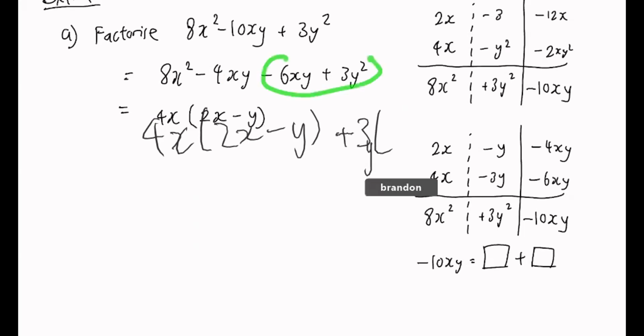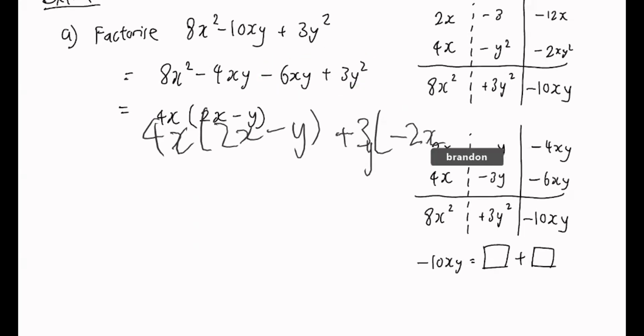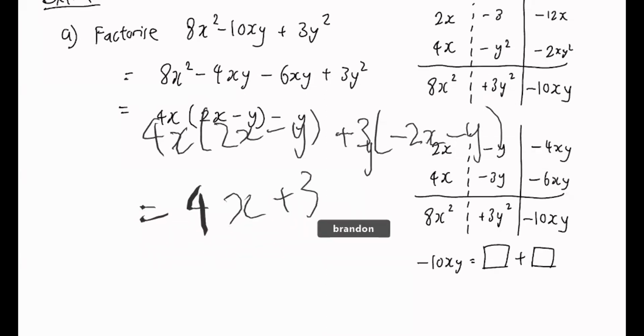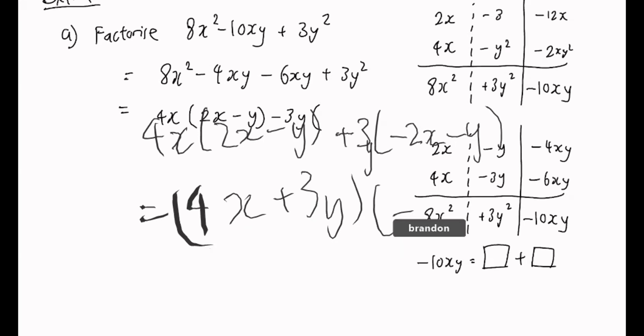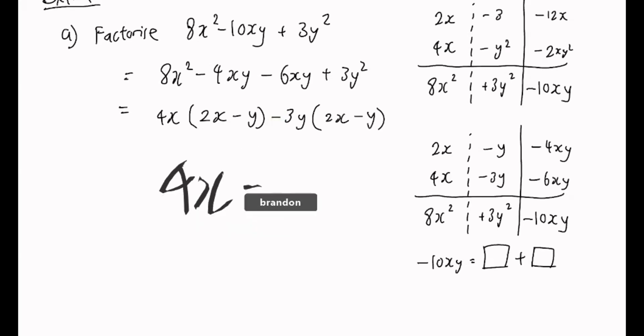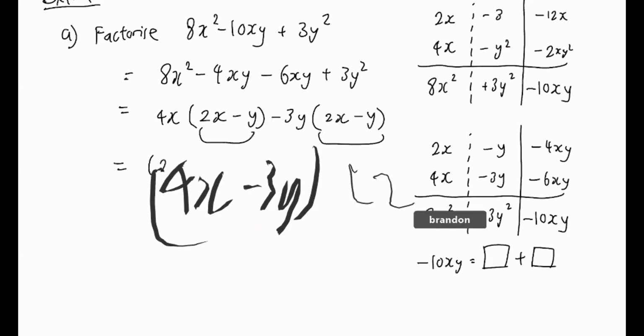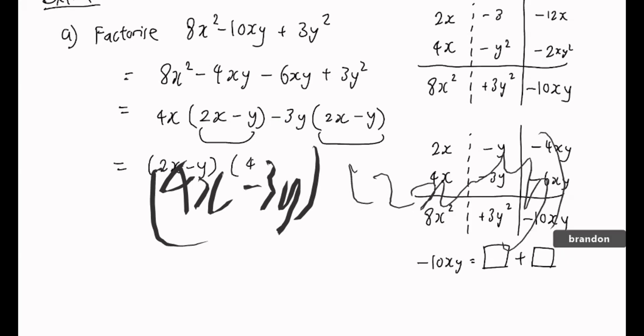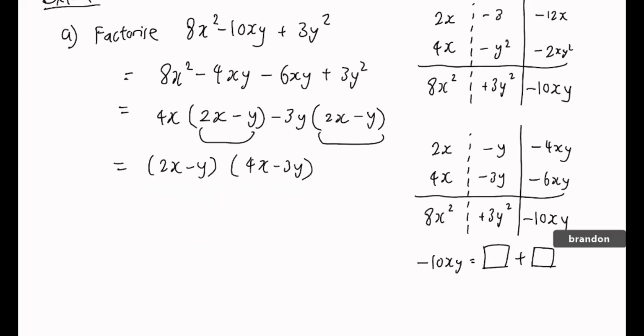Then over here, do you see a common factor? Yes, there is a negative 3y. You should factor out the negative as well, so that it will be the same. Then you get the same common factor, 2x minus y. Then you factor out 2x minus y, and you're left with 4x minus 3y. Of course, left times right and right times left is the same, you can swap them around. That is your first step. This is part A.